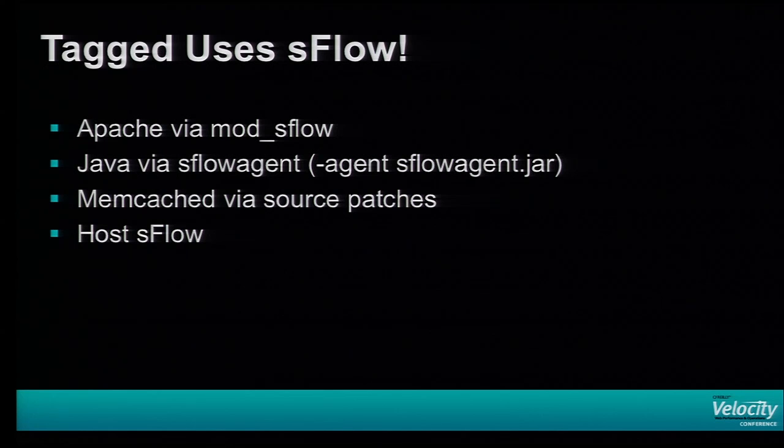Thanks, Peter. All right, so as you may have guessed, since we've been talking about it this whole time, Tag uses sFlow. So how do we use it? We use it in a variety of different ways. So on our Apache servers, we're using mod sFlow. You drop it in, you restart Apache, it works. With Java, we use an sFlow agent, which is basically a jar file you drop in. You give an agent argument on the command line, and all of a sudden you have your instrumentation. And Memcache, we're using via some source patches that are available for Memcache, and that does the instrumentation.